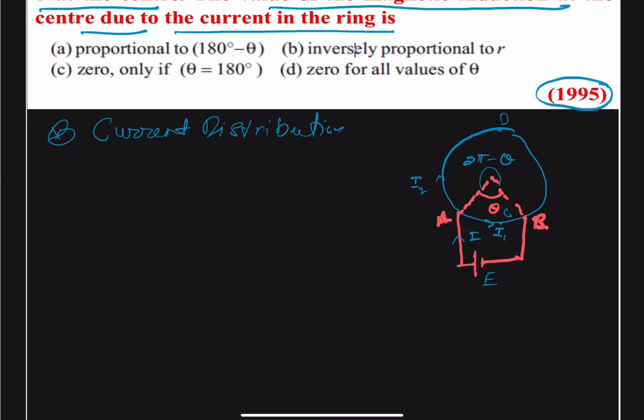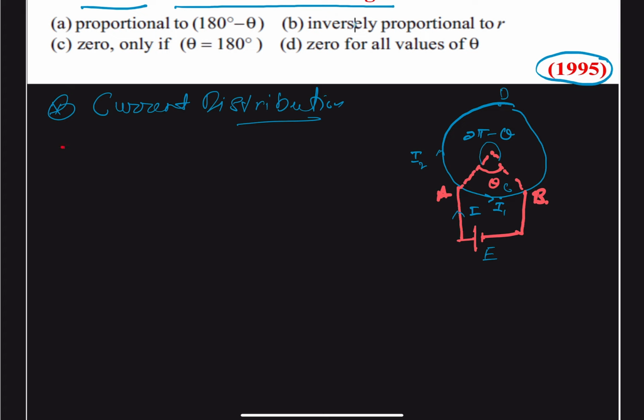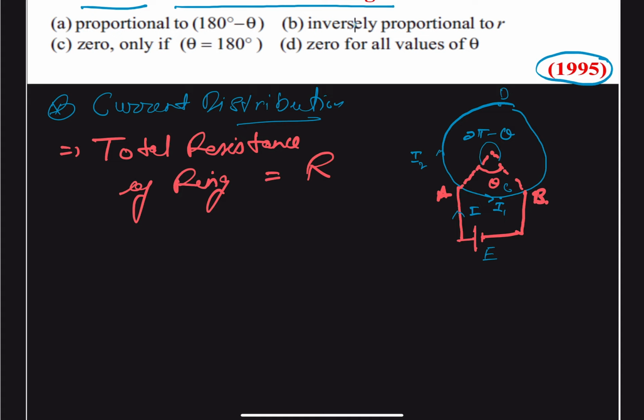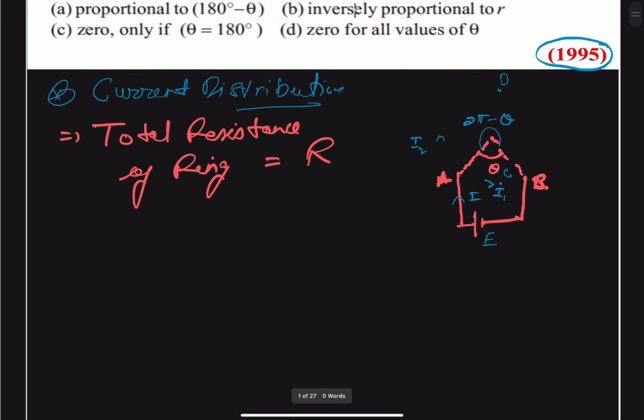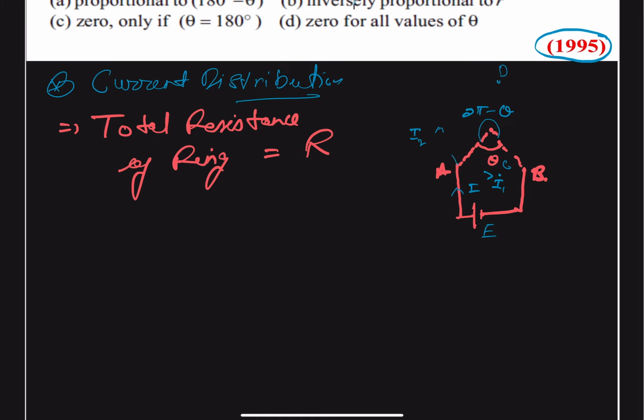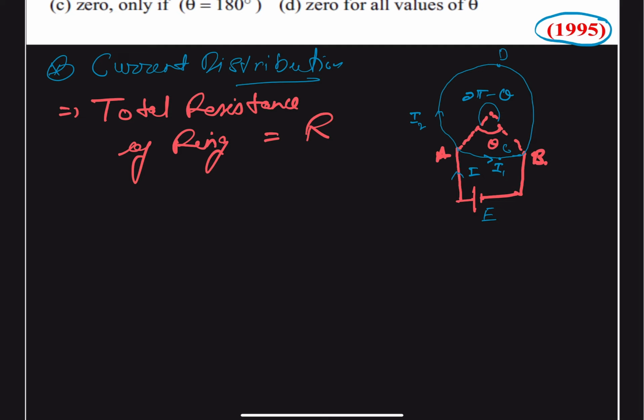So we have current distribution, and we are given the total resistance of the ring, which is capital R. We had this ring like this. Because of these 2 points A and B, the ring is divided into two arcs.